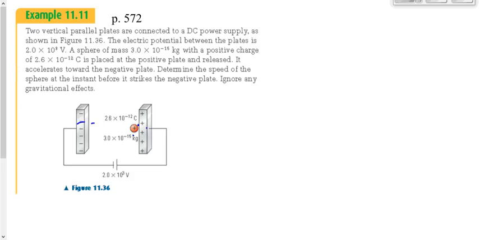Let's read the rest of the question here. What's the speed of the sphere at the instant before it strikes the negative plate? Isn't that like saying what's the speed of the car the instant before it gets to the bottom of the hill? It's exactly like that. We're going to say EI equals EF. It says this mass is placed at the positive plate and released, so presumably it's not moving at the beginning, right?